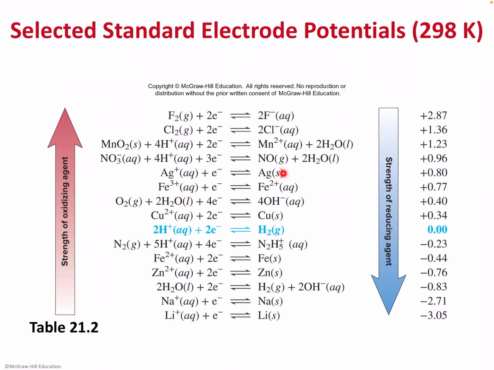So these are the oxidizing agents. As you go up, the strength of the oxidizing agent increases. As you go down, the strength of the reducing agent increases. Okay. So the reducing agent is the species that are undergoing oxidation. Oxidizing agent is a species that would undergo reduction. Oxidizing agent will undergo reduction. Reducing agent will undergo oxidation.